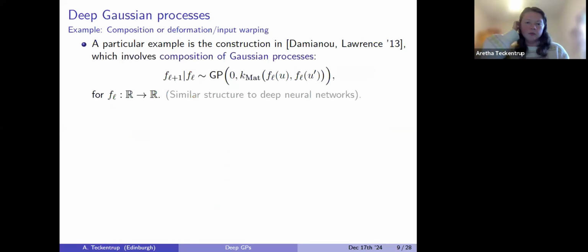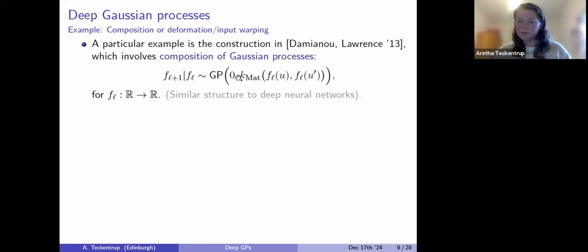So how exactly do you do this? There are many different ways you can do it. The original construction, which is in the Damianou and Lawrence paper, is based on composition. This is very similar to the structure you also have in deep neural networks. If you think about deep neural networks, you take the output of one layer and feed that into the next layer as the input. So the output of layer L goes in as the input to layer L+1. You can do exactly the same with Gaussian processes. Mathematically, that corresponds to just composition, and then you can write it in this form here.